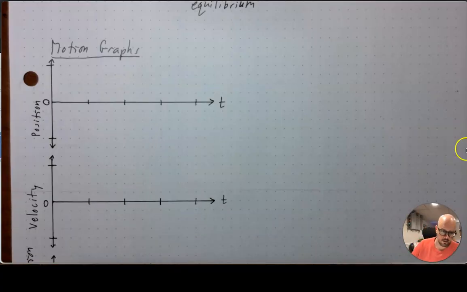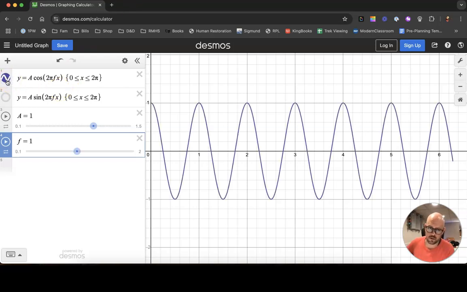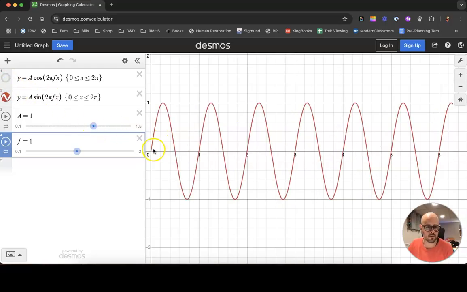Before I do that, I actually want to show you the power of Desmos. So I have in Desmos these two functions, the cosine and the sine. Desmos is awesome because you can turn the functions on and off. So there's the cosine function. You can see it begins at 1 because this slider sets the amplitude at 1. The cosine function starts at 1 because that's the cosine of 0 value, and it gets up to a maximum amplitude of 1.